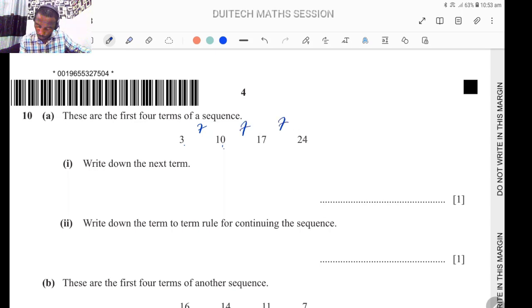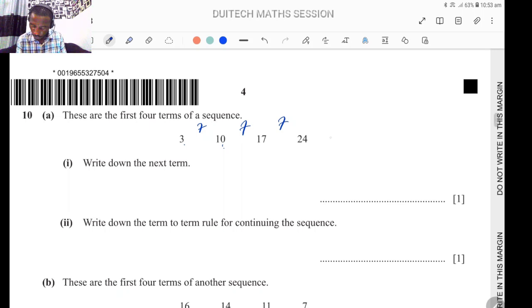That means if we want to get the next one, we have to add 7 to this value here. So 24 plus 7 will give us 31. Then 31 plus 7, I have 38. So the next terms are 31 and 38. Write down the next. Okay, we're not to write 2, it's just 1.